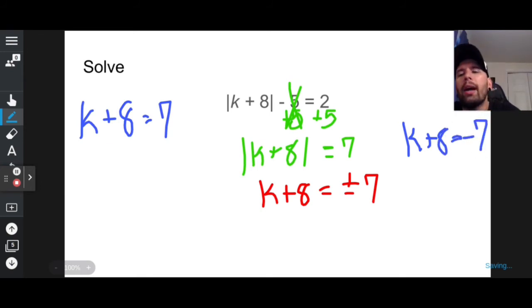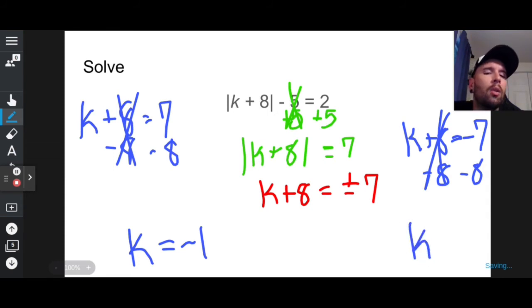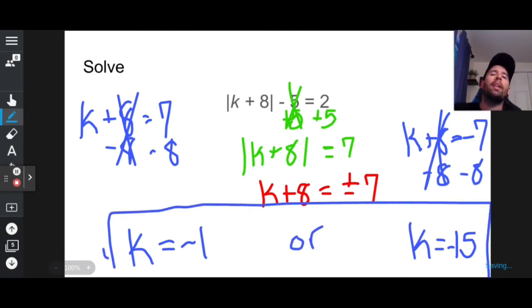I'm going to subtract 8, cross it out. K is going to equal negative 1. I'll put that way down there. Over here, I'm going to subtract 8, cross it out. K equals negative 15. I'm going to put that there, put the or in the middle, put a big, wide box around it, and I'm done.